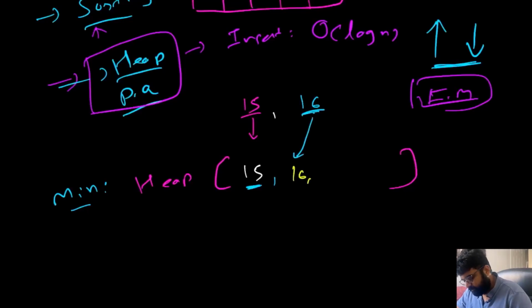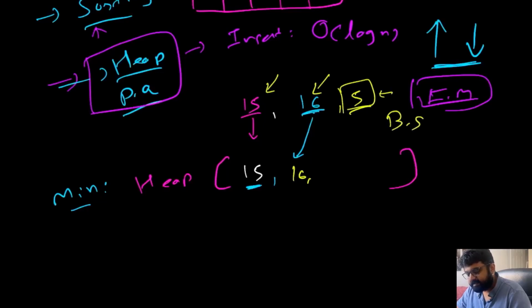Now suppose we have another value coming in, and that is value number 5. Now this value number 5 is actually lesser than 16 and 15 both. So in this case, it is going to find a proper place for 5 to be stored, and it is going to do that using binary search. And we all know that binary search takes log n time.